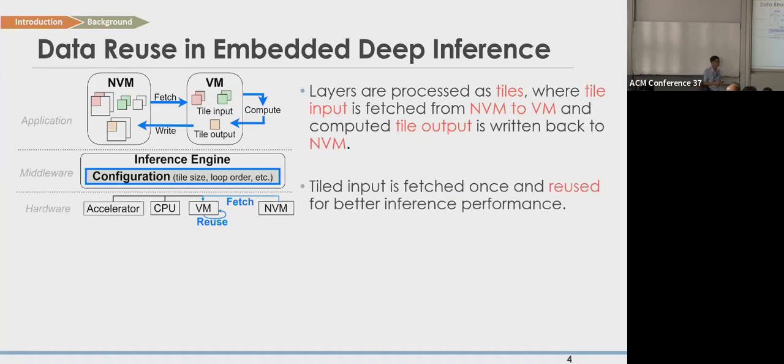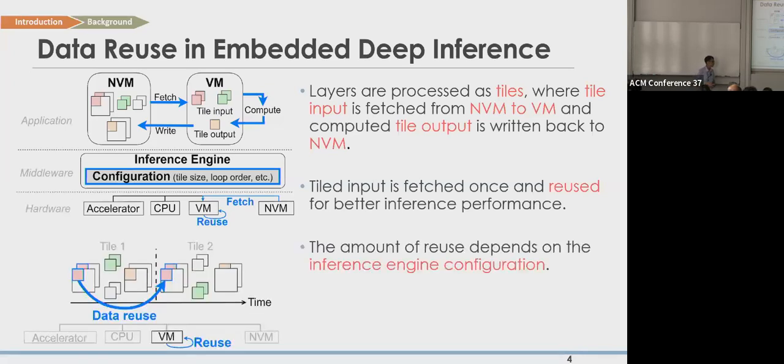And usually the performance of non-volatile memory is much worse than volatile memory. So when data is fetched into volatile memory, we will try to keep it inside the volatile memory as long as possible, like among different tiles, so that we don't need to fetch data from non-volatile memory again and again. And this is called data reuse. And the amount of data reuse can change. There are many factors, and one of the most important factors is that the inference configuration can change the data reuse performance.